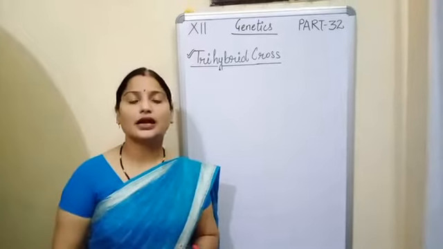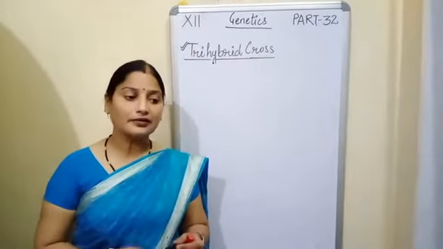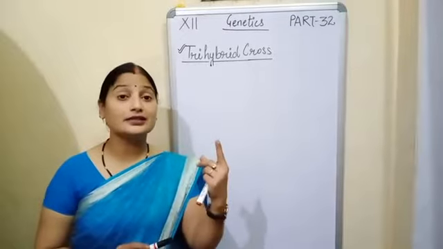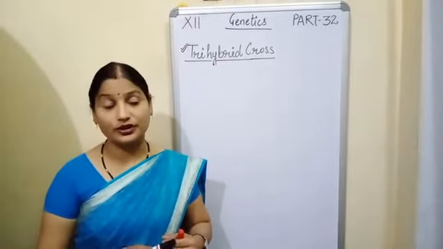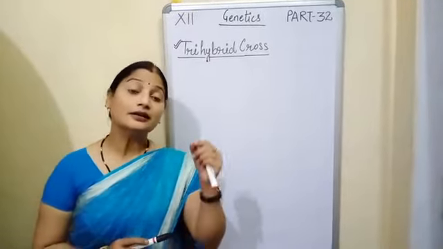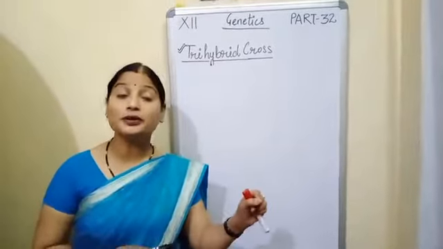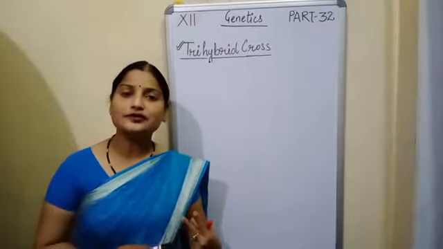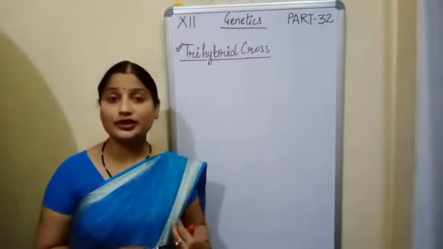Hello students, in the previous videos, we have seen the monohybrid and dihybrid crosses. In case of monohybrid, we have seen that one character can be crossed. For example, we have taken the pea plant and tall pea plants were crossed with short pea plant. In case of dihybrid, we can take two traits.